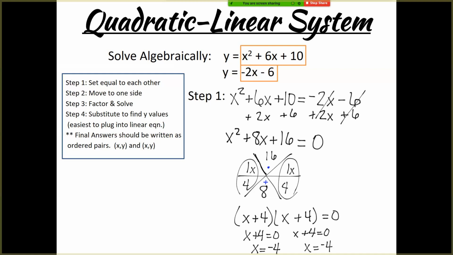Do you think I'm going to get two answers for this one? Nope. You're only going to have one answer because when you plug in negative 4, you're going to get the same answer for both of them. You do not have to write it twice. So we're going to take negative 4 and we're going to plug it right in here. So I'm going to take negative 2 times negative 4, which is positive 8, minus 6. Positive 8 minus 6 is 2.